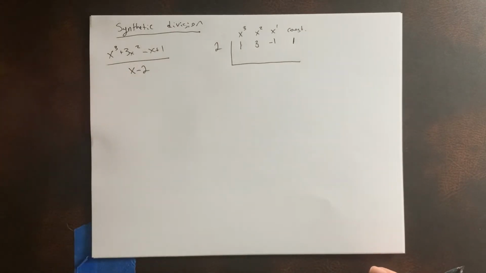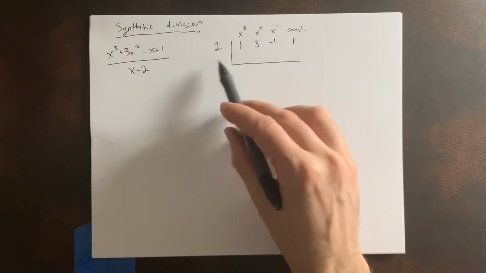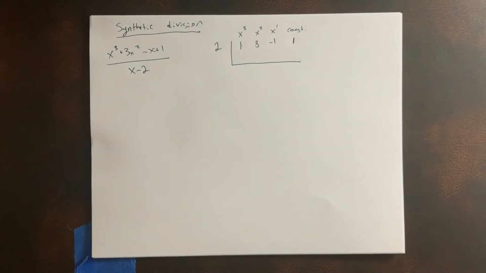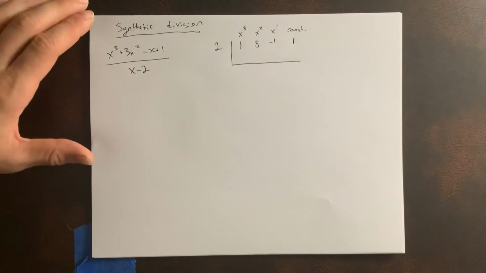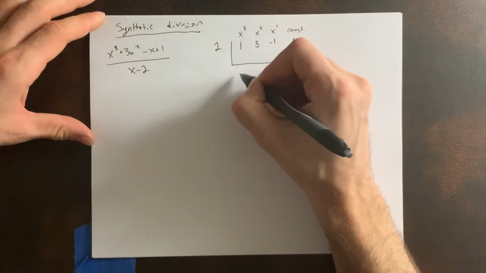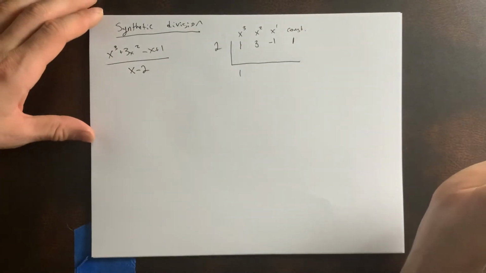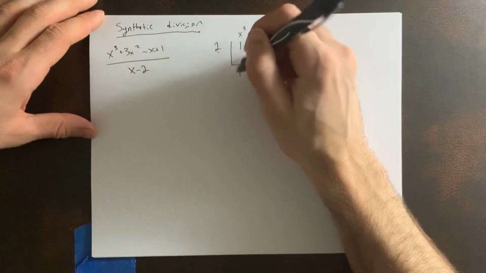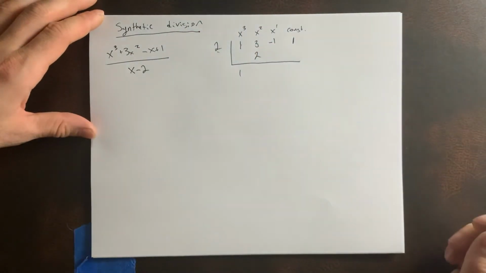Okay, so now this is the first step, just to fill out this table. And just like before, there's going to be a pattern that we keep doing, like a cycle of things. We're just going to keep repeating it until we get to the very end. The first thing we do is whatever this number is, we're going to take it down. Okay, 1. Then we do 2 times 1. That's 2, and we're going to put that number here.